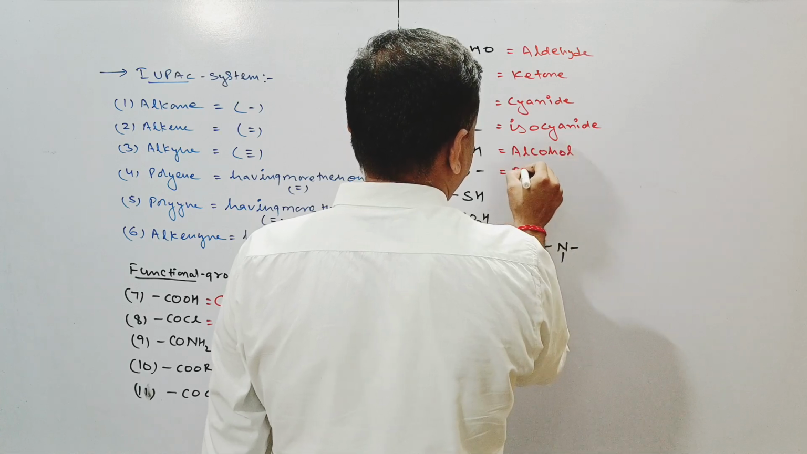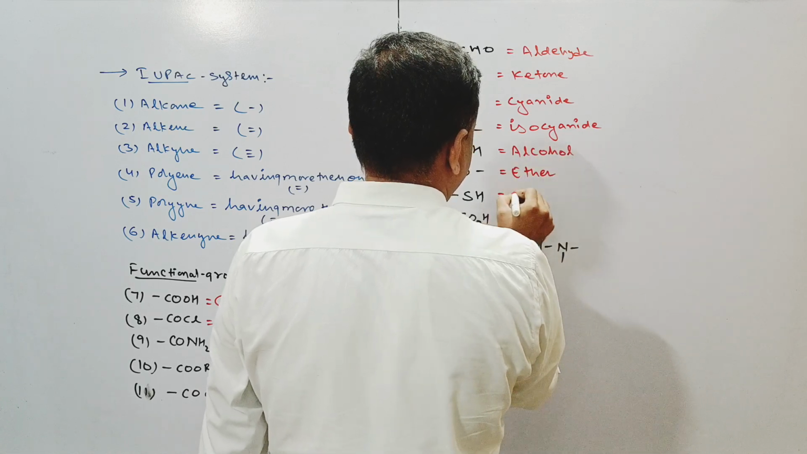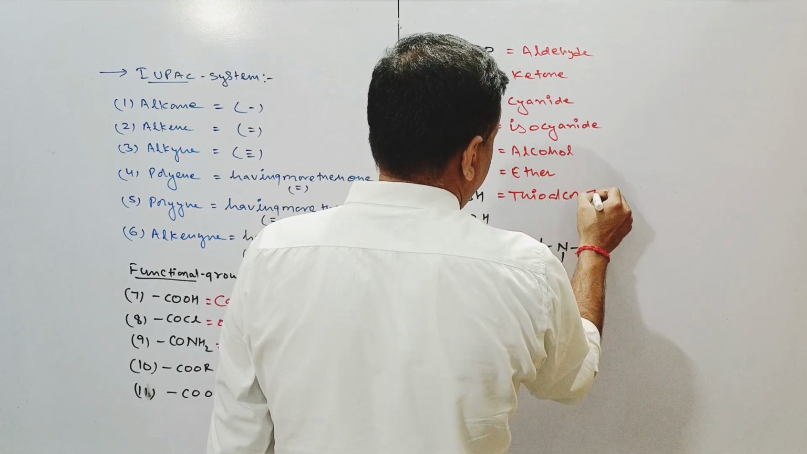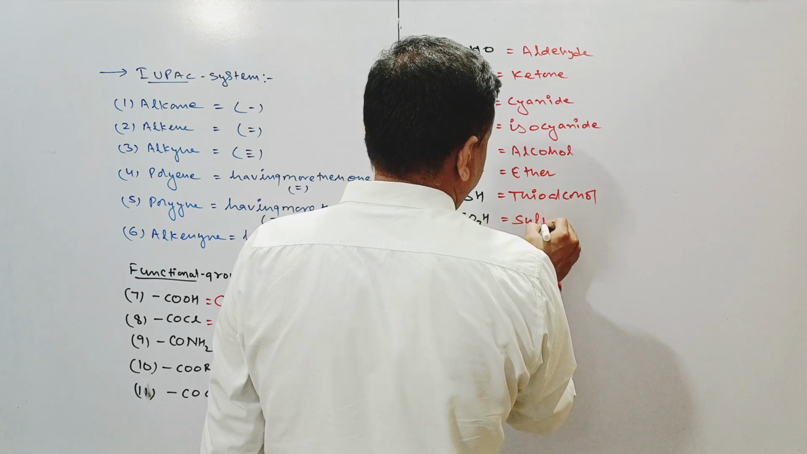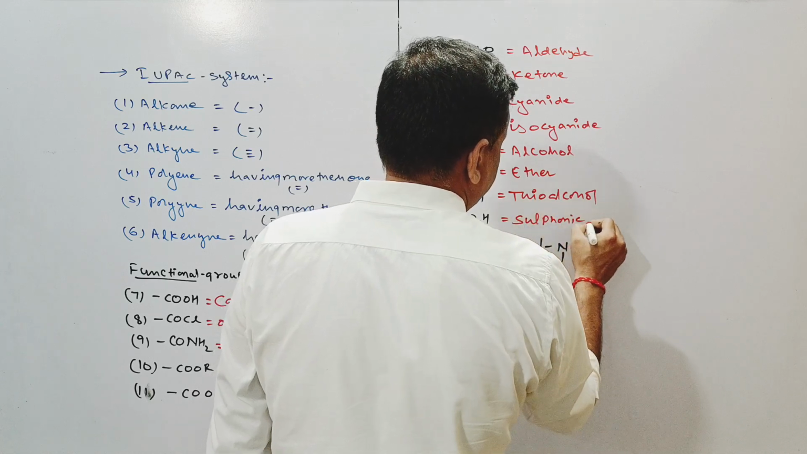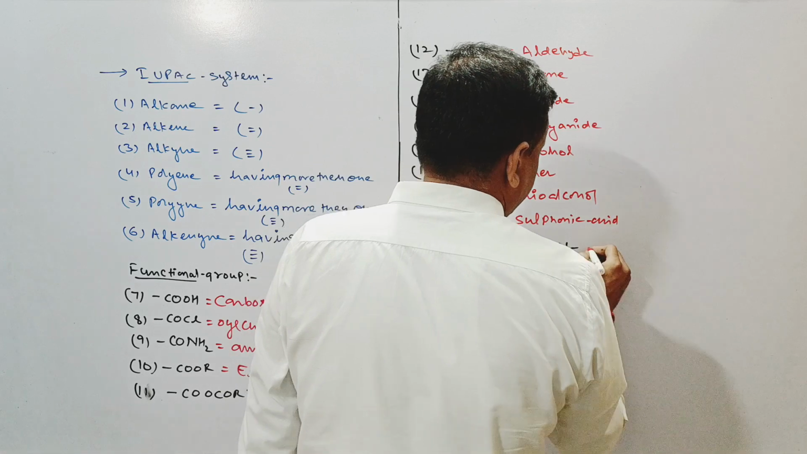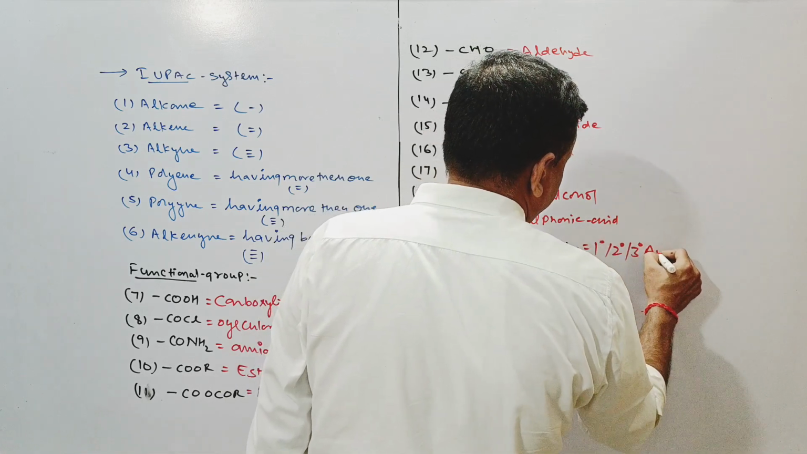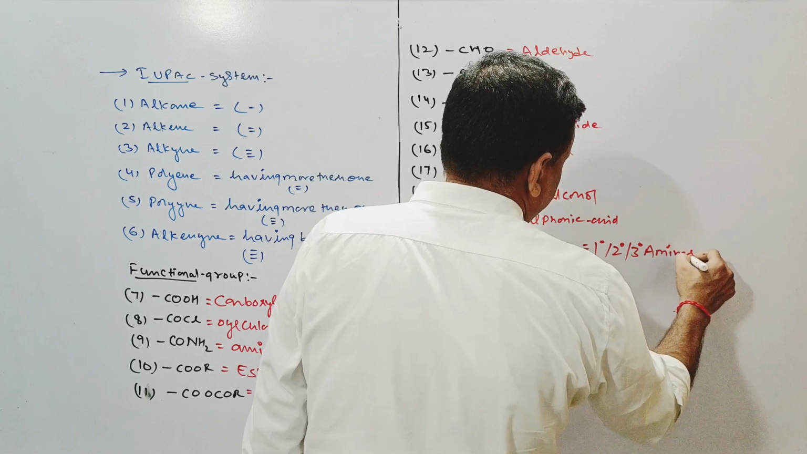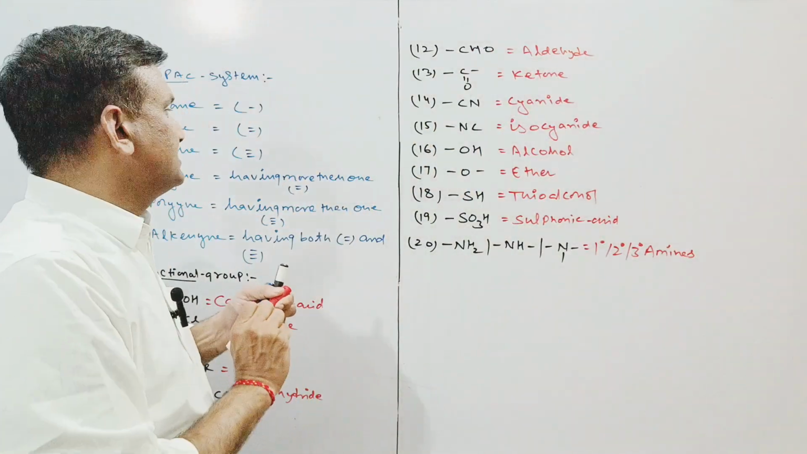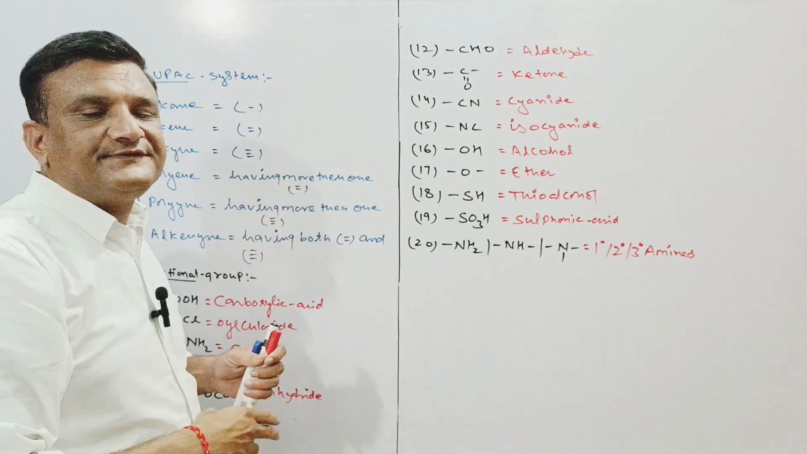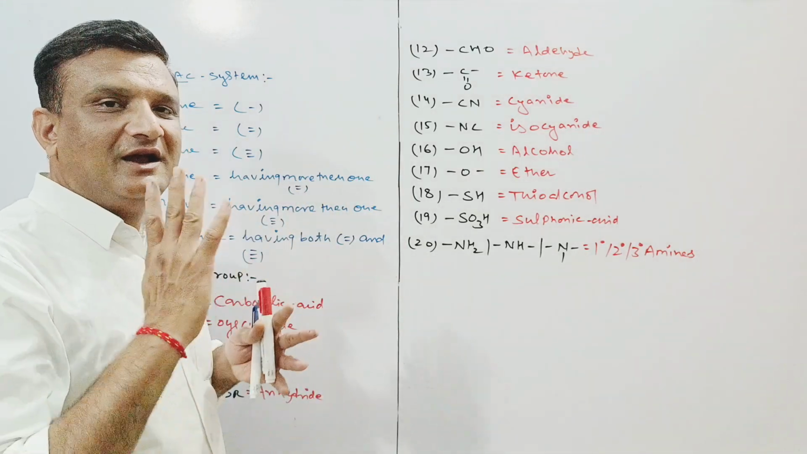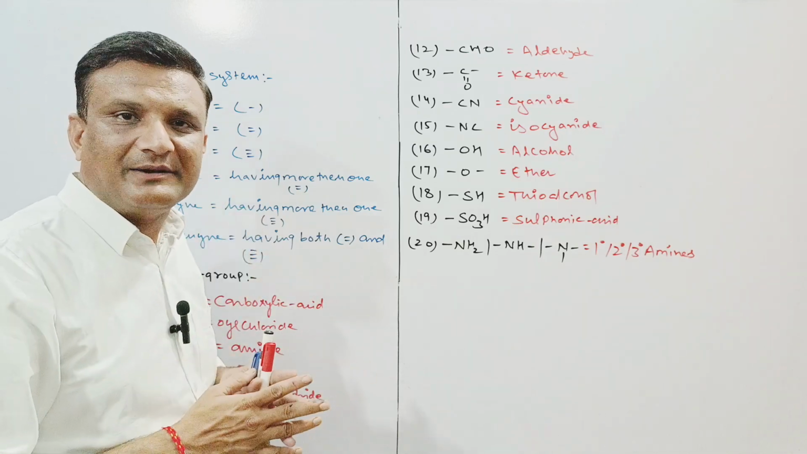This is the ether. This is the thioalcohol. This is the sulfonic acid. This is for the 1-degree, 2-degree, and 3-degree amines. We have to discuss these as important functional groups and substituents regarding nomenclature as per IUPAC, the International Union of Pure and Applied Chemistry.